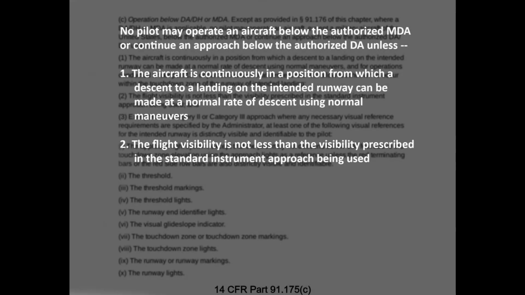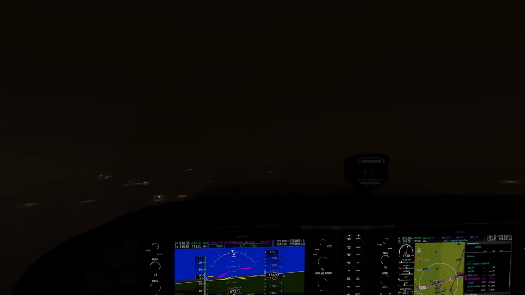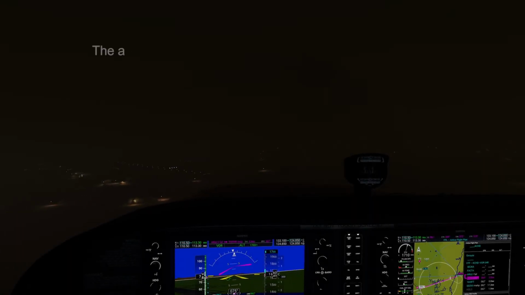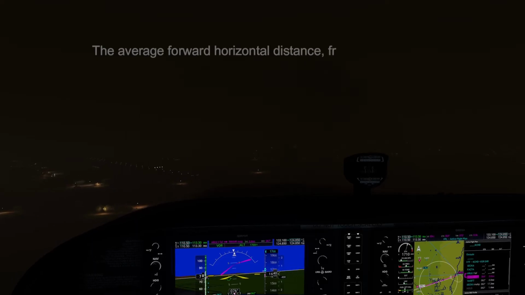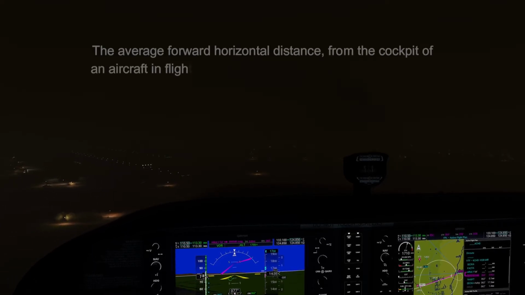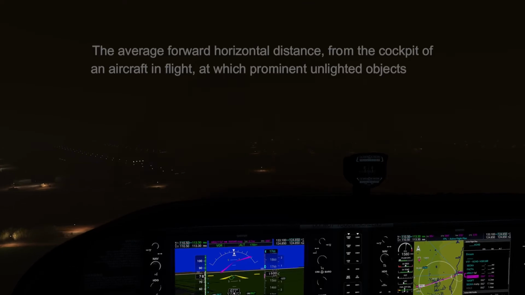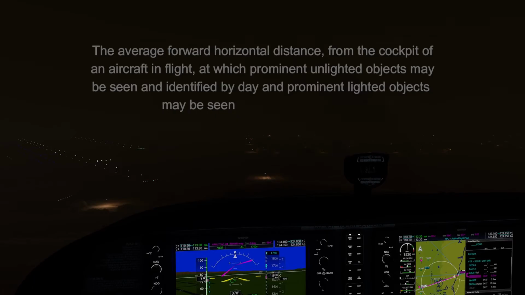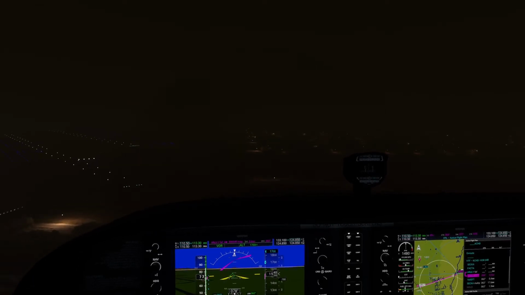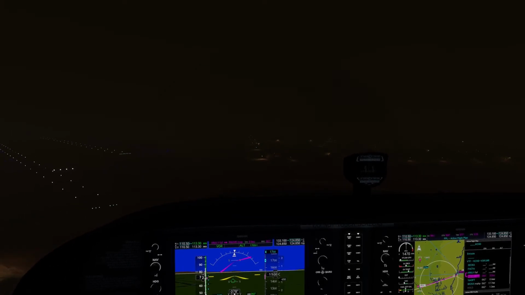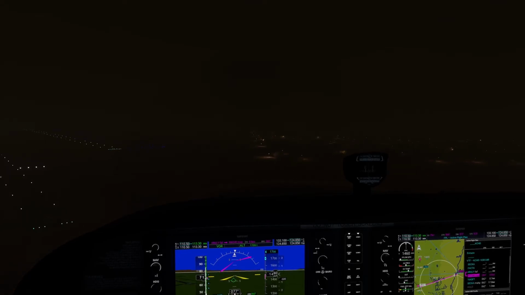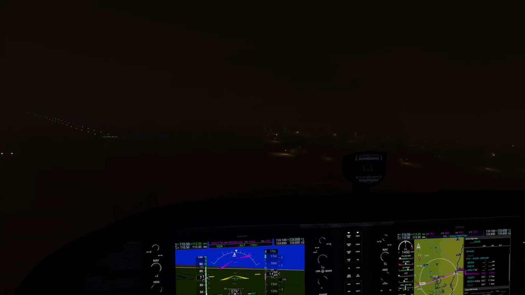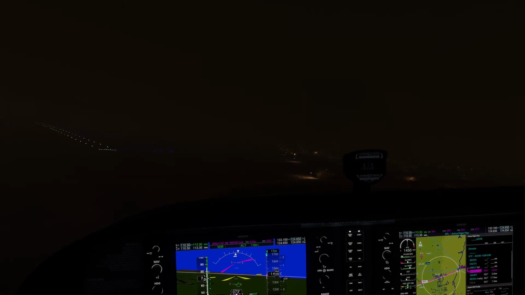Number 2. The flight visibility is not less than the visibility prescribed in the standard instrument approach being used. Flight visibility is defined in the Pilot/Controller Glossary as the average forward horizontal distance from the cockpit of an aircraft in flight at which prominent unlighted objects may be seen and identified by day, and prominent lighted objects may be seen and identified by night. Therefore, this can only be determined by the pilot. In the following scenarios, we will look at some different ways we can determine flight visibility while we are in flight.